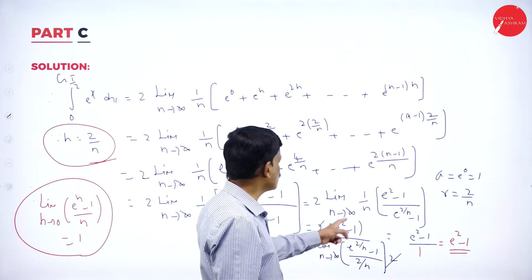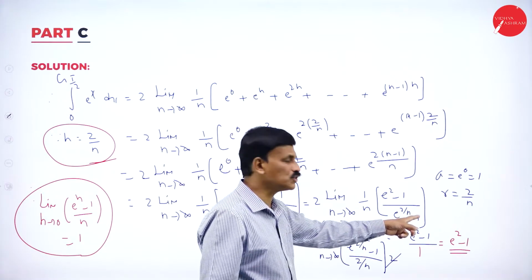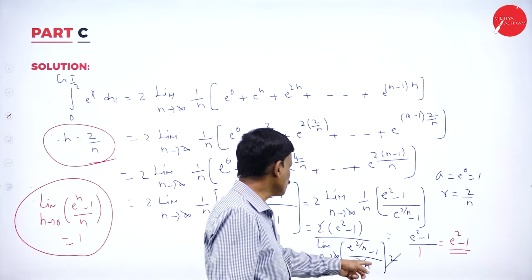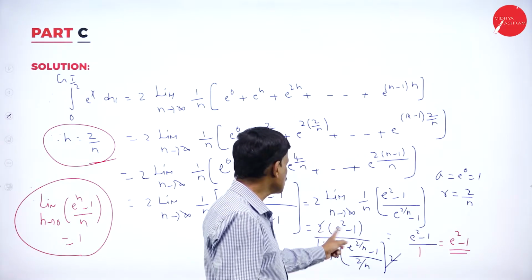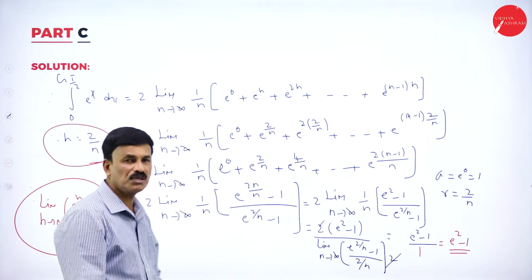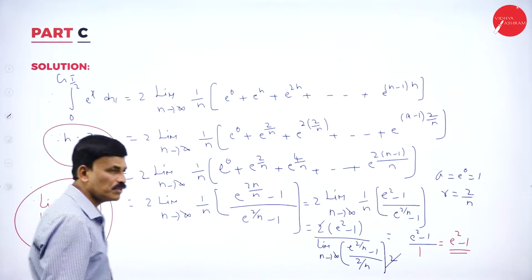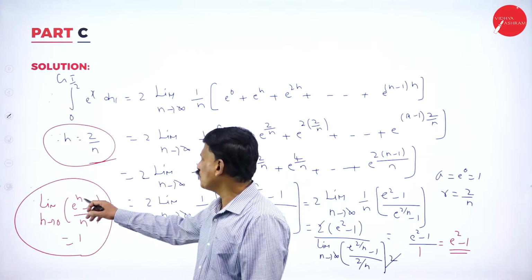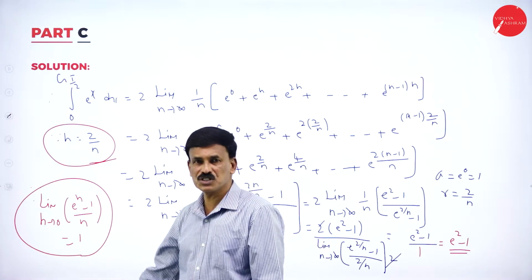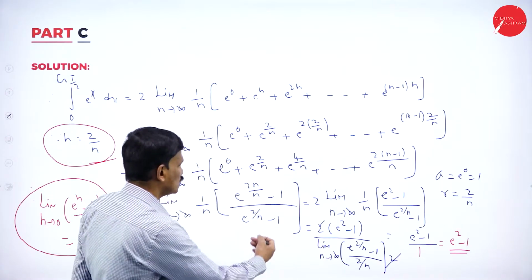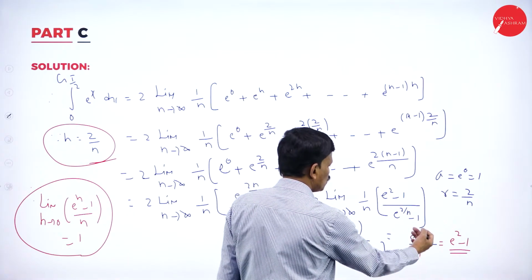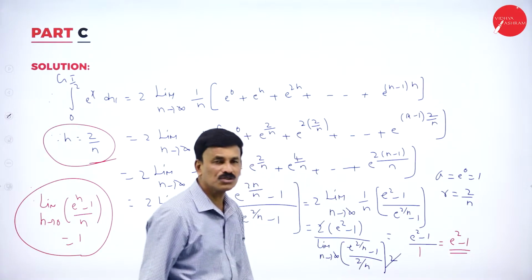So this can also be written as the denominator e to the power of 2 by n minus 1 divided by 2 by n. This 2 and 2 gets cancelled. Since we know the exponential limit, in exponential limit you would have studied limit h tends to 0 of e power h minus 1 divided by h is always equal to 1. So therefore this entire term becomes 1. E square minus 1 by 1 is equal to e square minus 1.